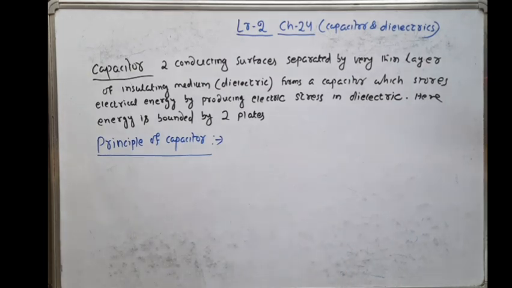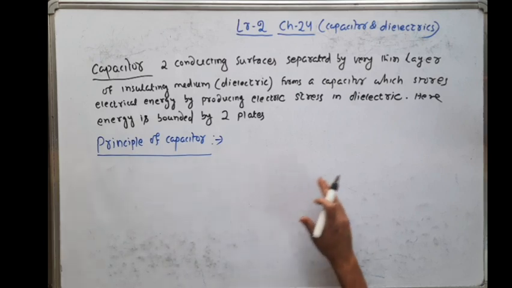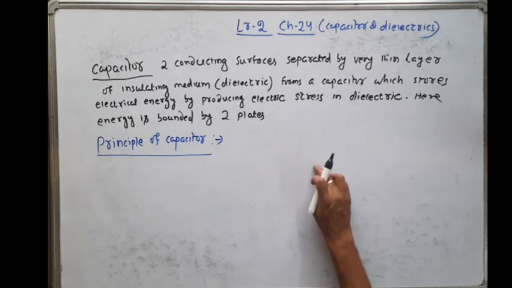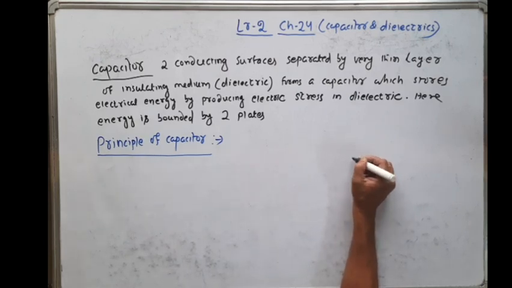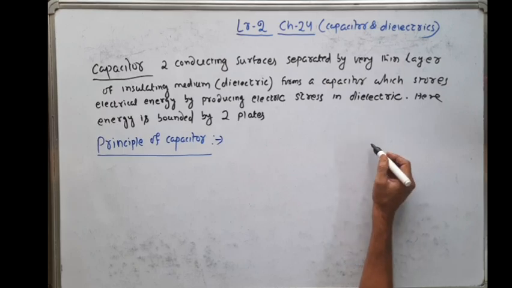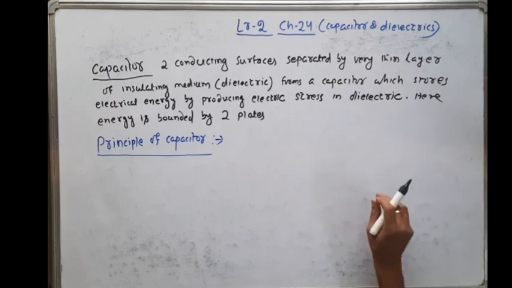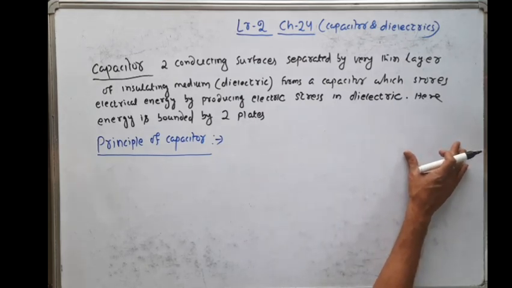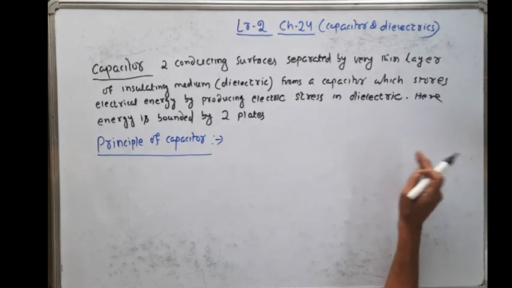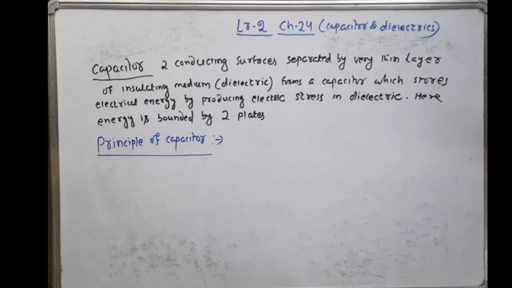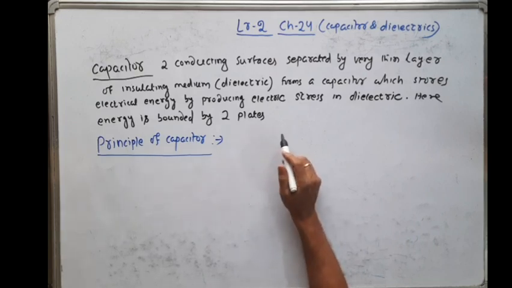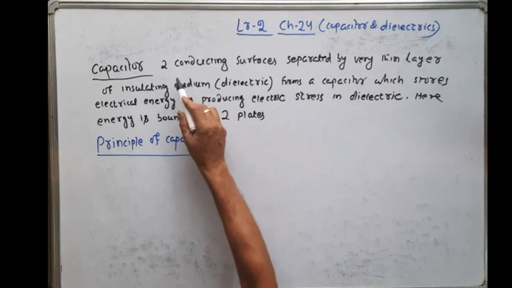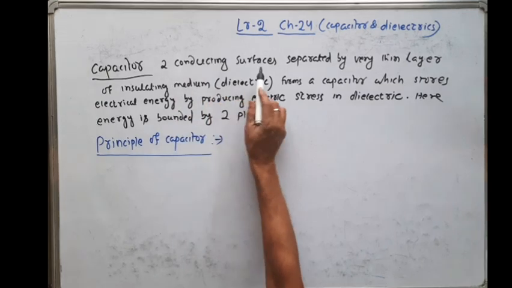And the second disadvantage is that the energy is not bounded, because we are taking a single conductor, and the electric field extends to infinity. So energy is stored in the medium, which extends to infinity. To avoid that, we have to take a special arrangement. That special arrangement is nothing but two conducting surfaces.